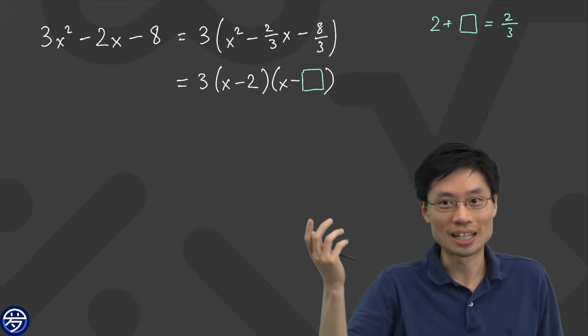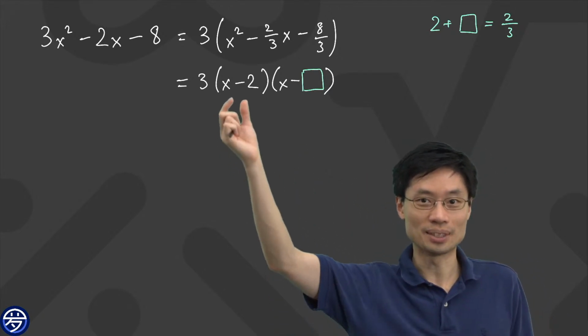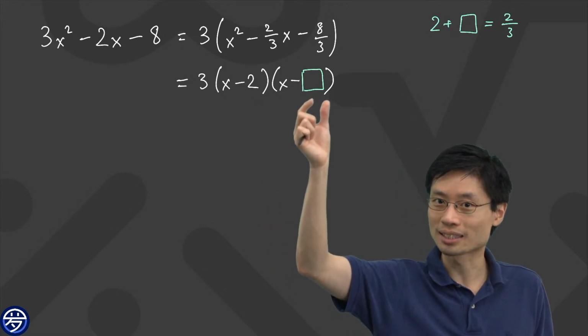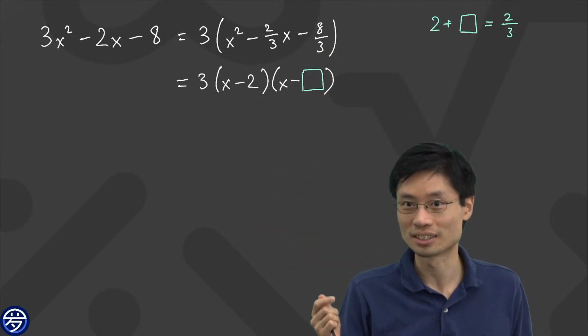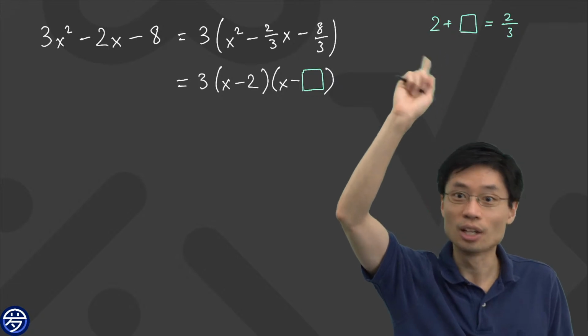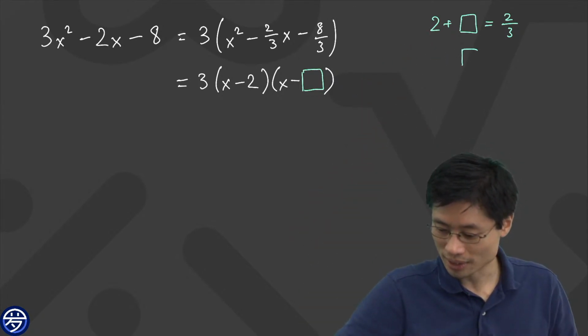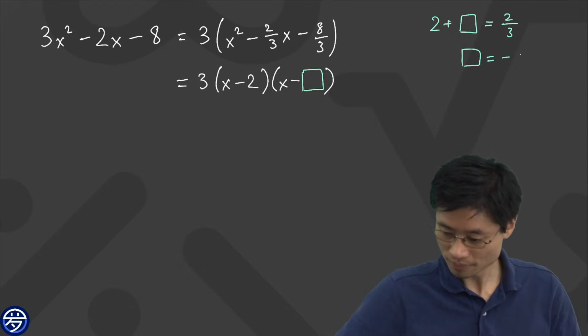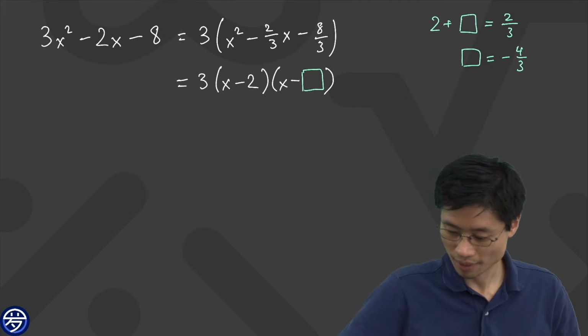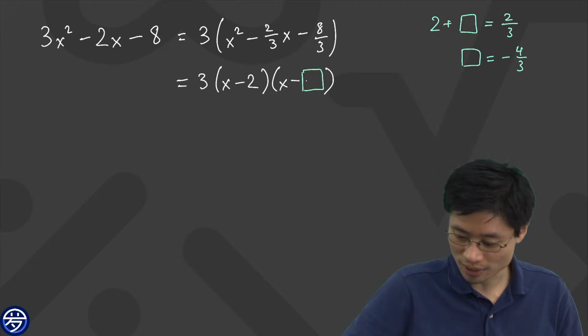Okay, I would also actually know that in order for this to work, I would need that the minus 2 times minus the box is supposed to be minus 8/3. But if you look at this, how do you make this happen? Well, 2 is 6/3, right? So if 2 is 6/3, then box equals minus 4/3 should work. And indeed, minus 4/3 works.